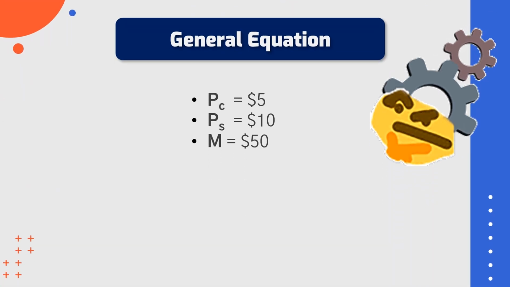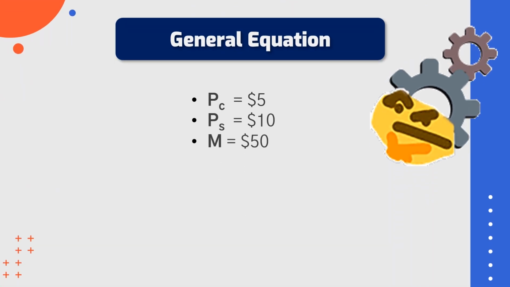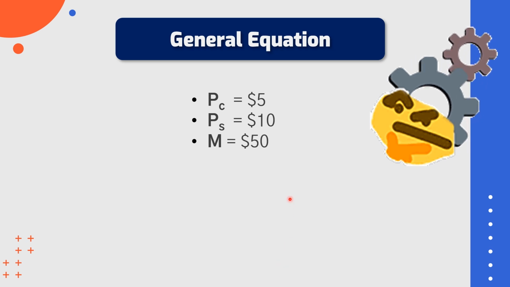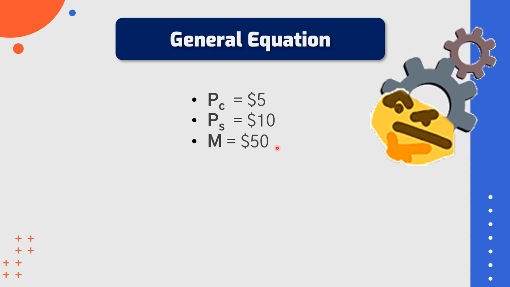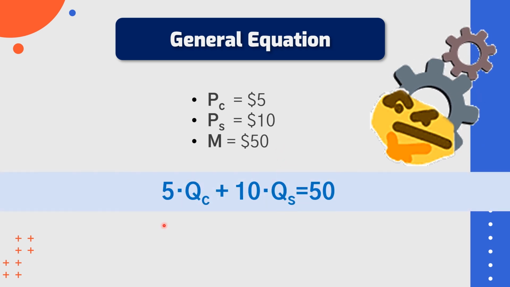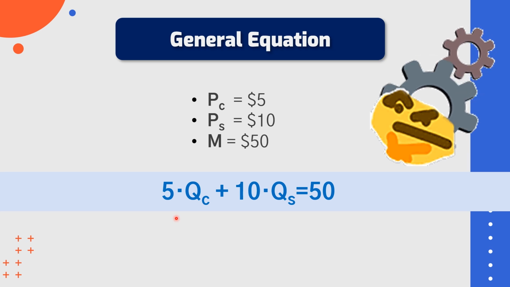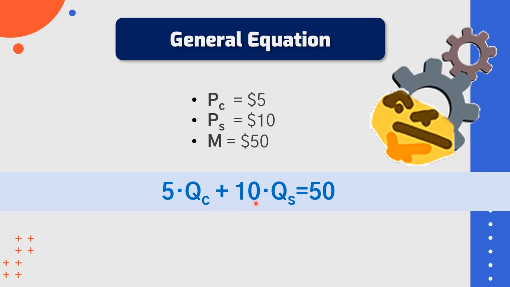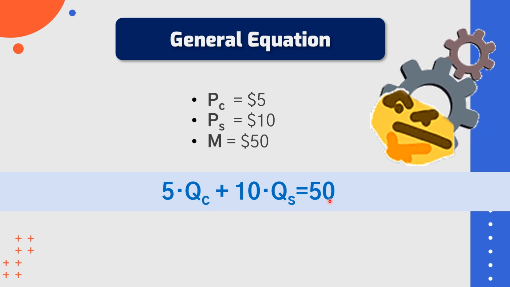In the case of Alina, we're talking about the following values. Price for a cup of coffee, $5. Price for one sandwich, $10. Total budget, she can spend $50. In other words, for Alina, the equation regarding cups of coffee and sandwiches will be the following: 5 multiplied by the quantity of cups of coffee plus 10 multiplied by the quantity of sandwiches equals 50.